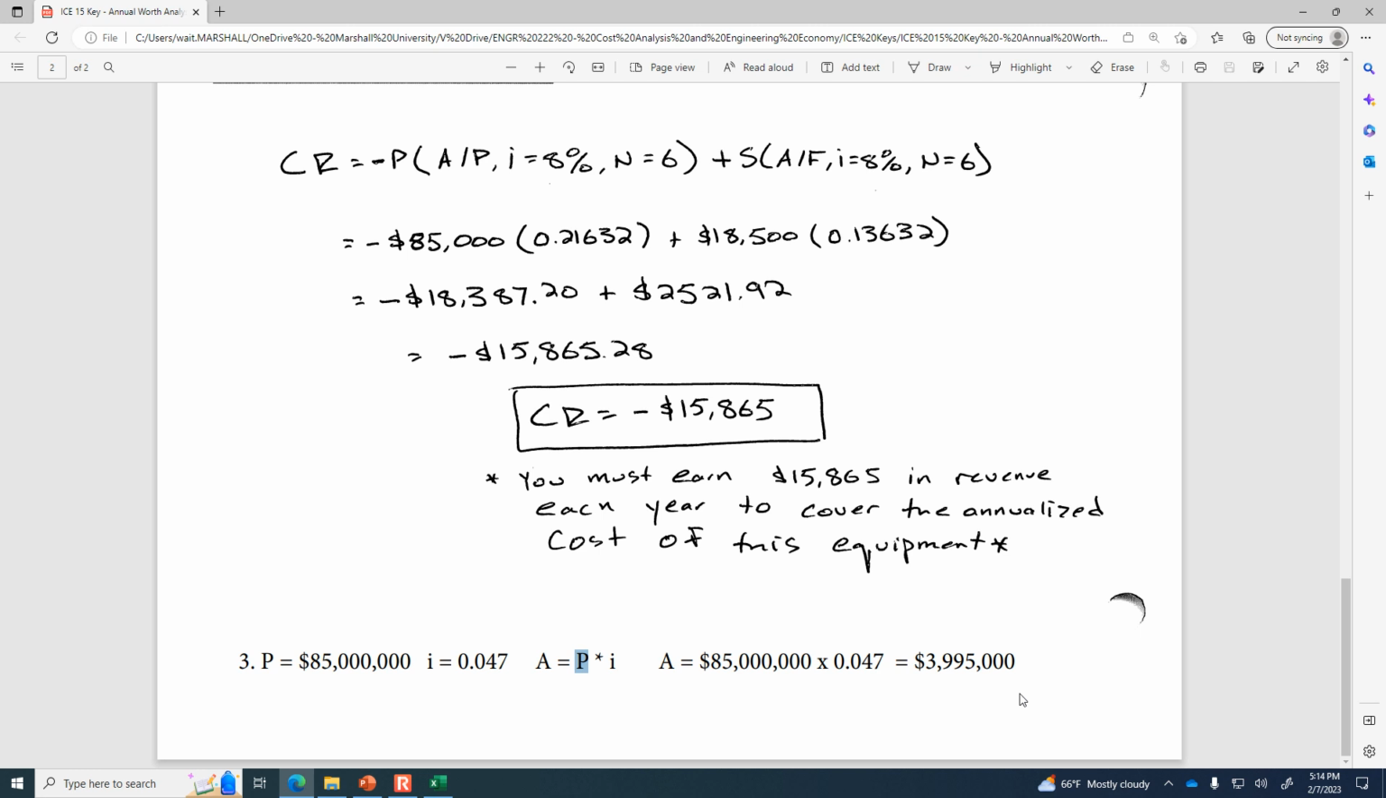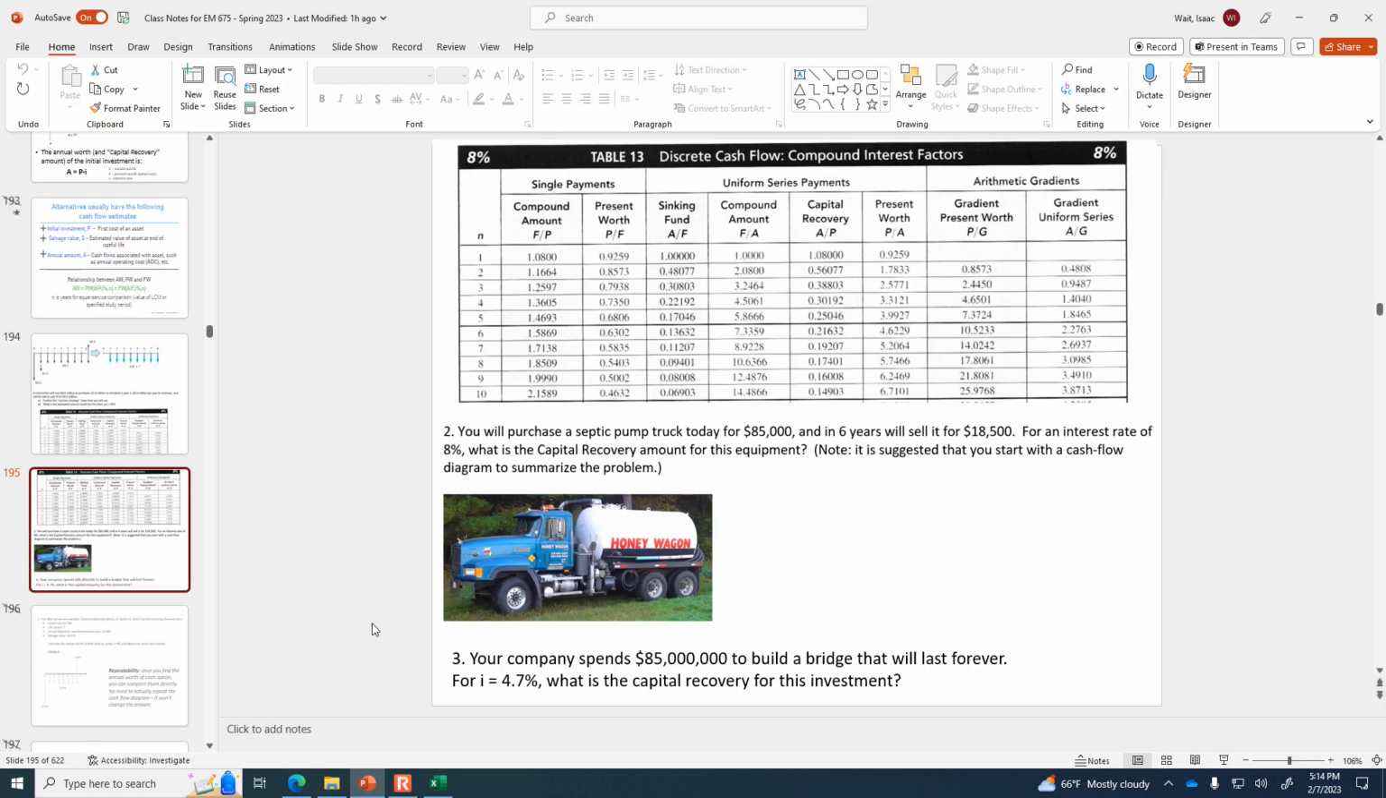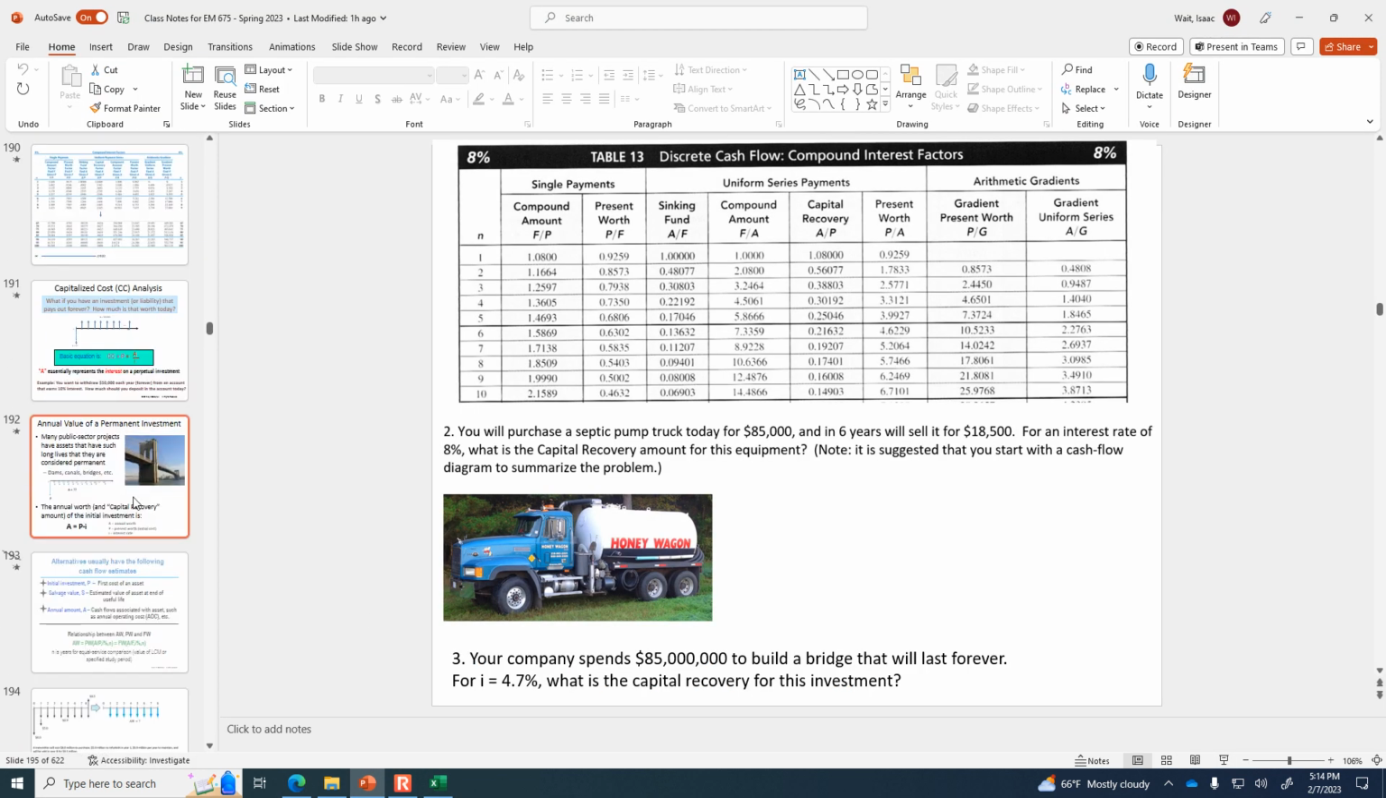Yeah, it's a dumb question, but the company spends, right? Yeah. So why is it positive? Why is the capital recovery positive? Yeah. That's a really good question. That's not a dumb question. I'm glad that you asked that.